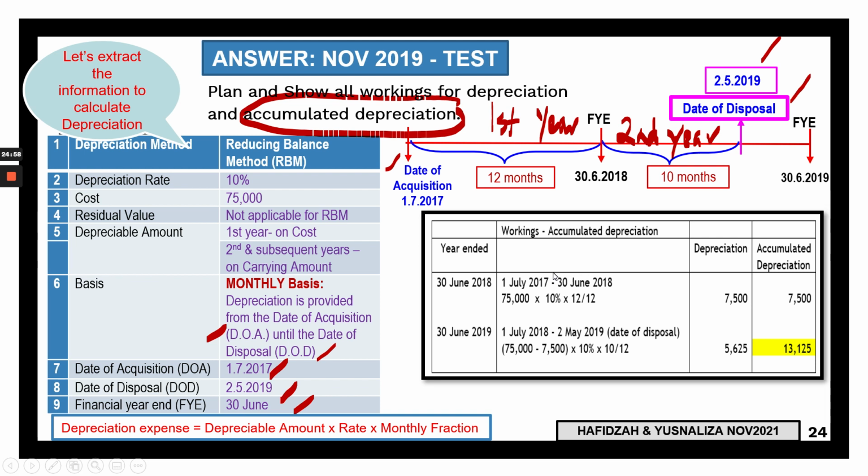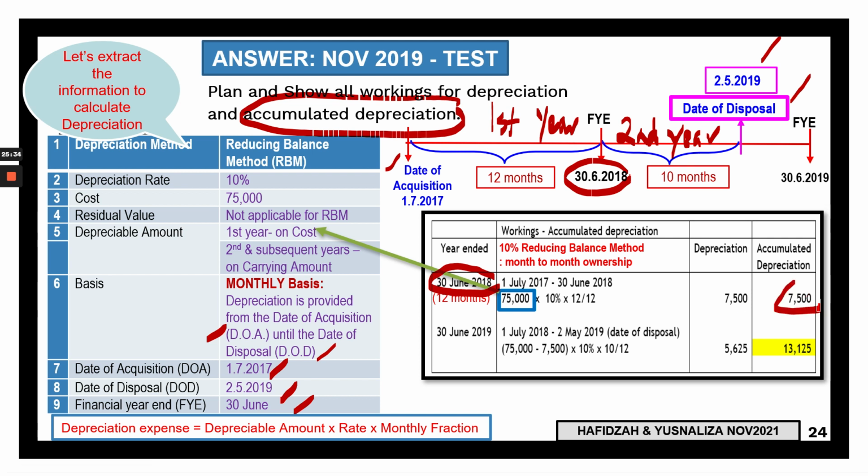So let's look at the workings I have already prepared here. This is 10% reducing balance method, month to month ownership. For 30th June 2018, that is the first year, you will provide depreciation based on cost, for the full 12 months, and the cost was 75,000, that you earlier purchased. 10% times 12 over 12, that will give you 7,500. So the accumulated depreciation is 7,500 for the first year. Now we go to the second year.